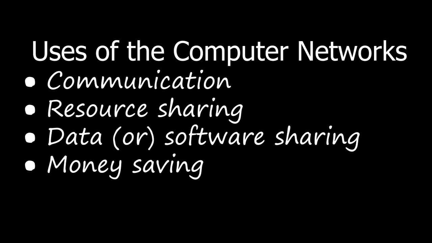Then next one is money saving. A computer network saves a huge amount of money. That means it reduces the manpower. We don't need to go and work somewhere, or it reduces the paperwork. We can just type it and send it. We don't need paper, right? We just need a screen. And resource sharing is very easy. Software sharing is very easy, and the time is also saved.